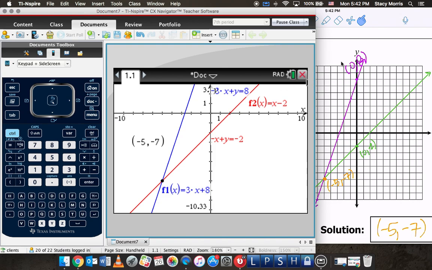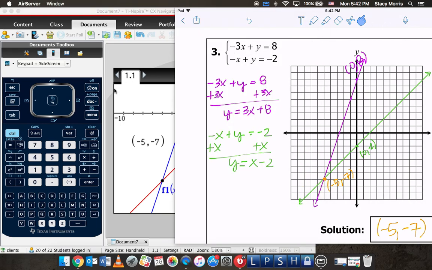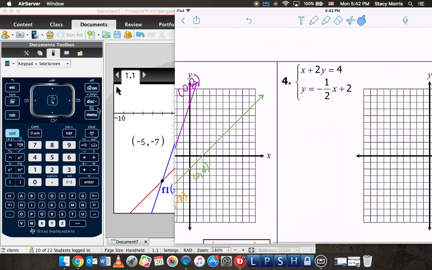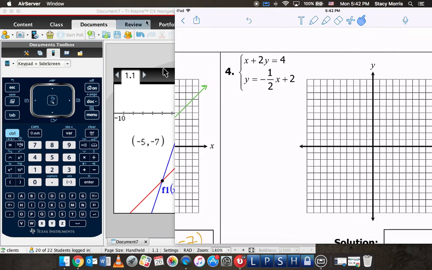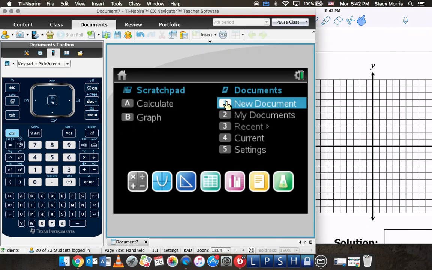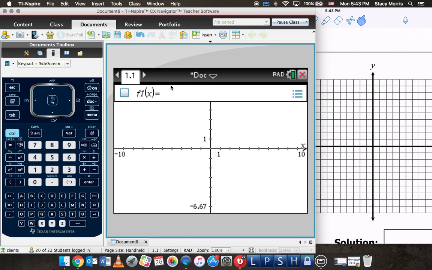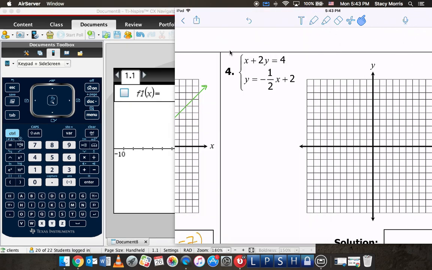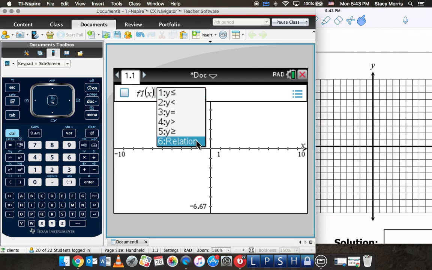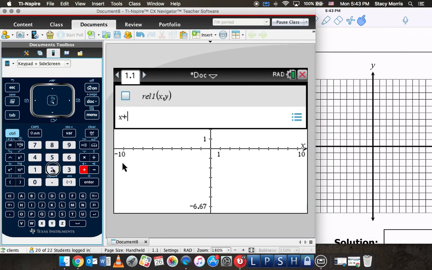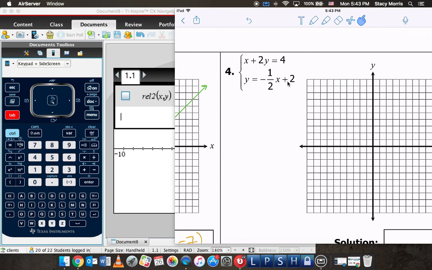So I'm going to show you with the calculator on a different example because I think I messed that up by putting some extra stuff in there. So I'll do number 4 just by calculator. In my calculator, I'm going to do a new document, add a graph. So the first one is x plus 2y equals 4. So I'm going to delete the equal sign, choose number 6, relation. So x plus 2y equals 4. There it is. I'm going to push tab. This one is y equals -1/2 x plus 2. So you could just type that all in.